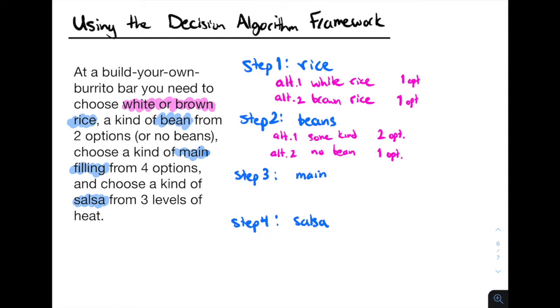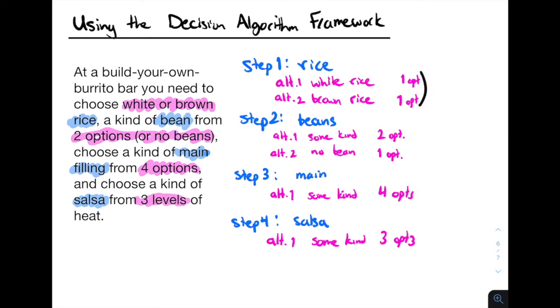For the main filling, we're only told about 1 thing to choose from, but we're told that there are 4 options for it. And for salsa, again, we're not told much more than there being 3 options to choose from. At this point, we've set up the decision algorithm, and we can try to work outwards to set it up.